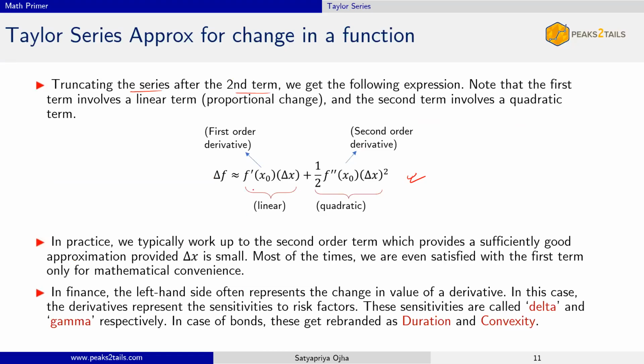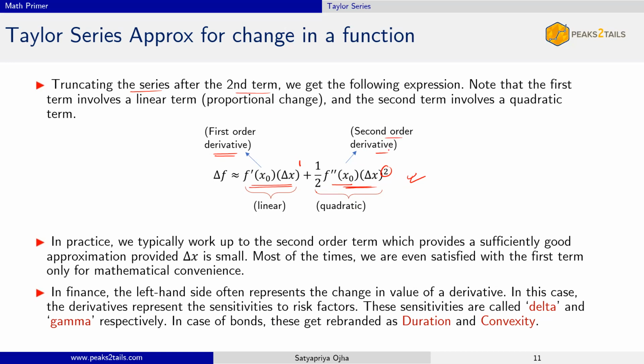Note that this is the linear term, okay? And this is the quadratic term. Why? Because this has a power of 1, this has a power of 2. So this is the linear term, this is the quadratic term. The coefficient of the linear term is the first order derivative of the function. The coefficient of the quadratic term is half times, don't forget the half, the second order derivative of the function.